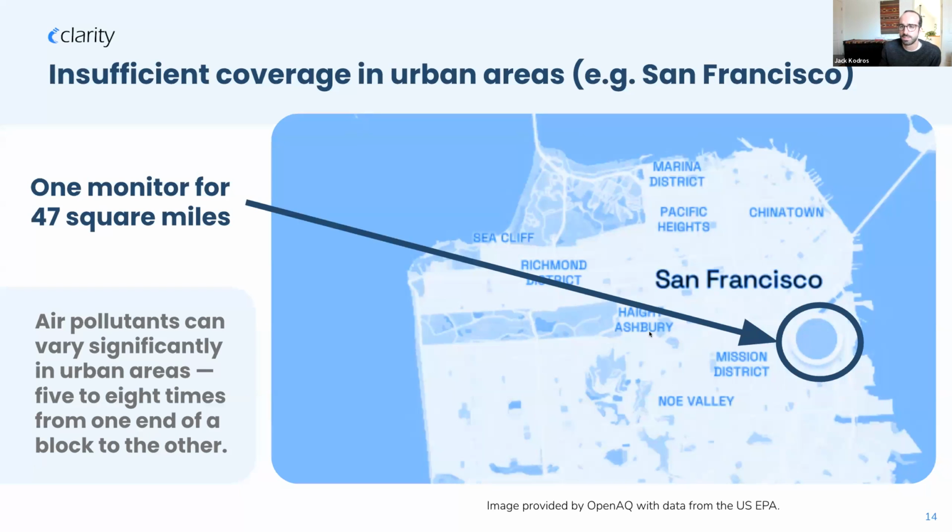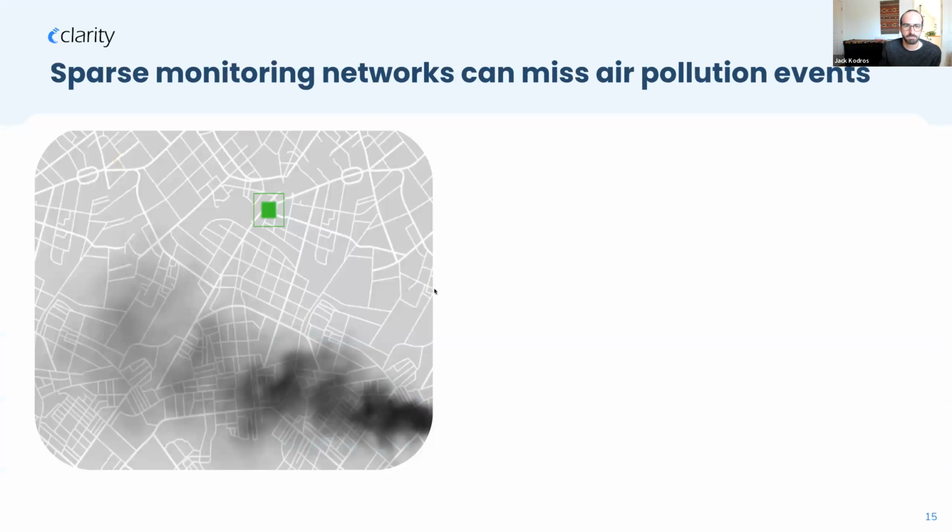in San Francisco. This is kind of a personal map for me because my parents live out in the northwest corner of San Francisco. If I want to see what air pollution they're being exposed to, the monitor that's located all the way on the other side of the city is likely not representative of what they're experiencing over out in the northwest corner.